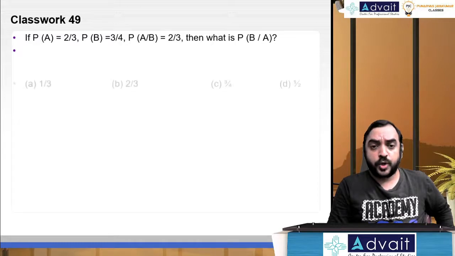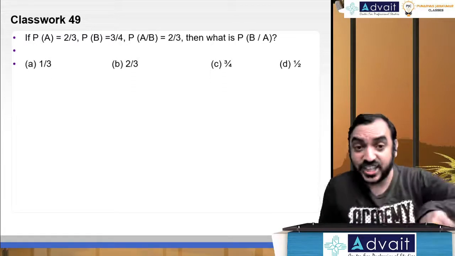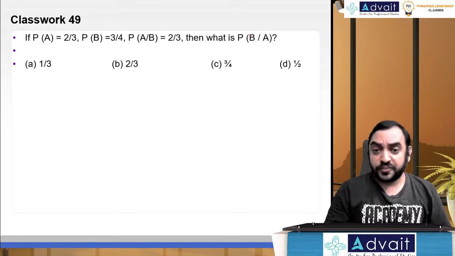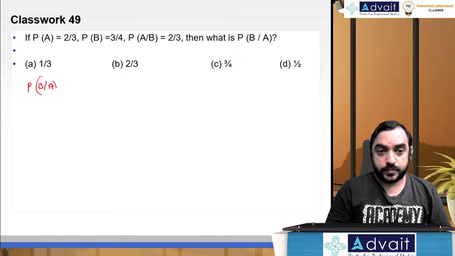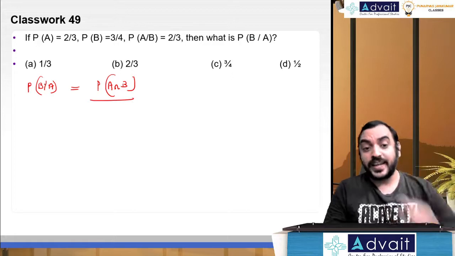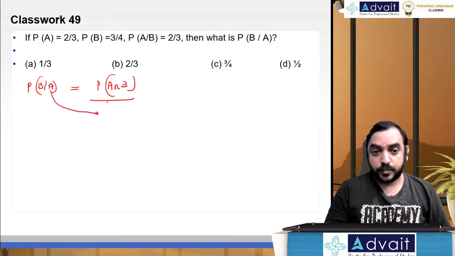Probability of A is given, probability of B is given, probability of A given B is given. What is probability of B given A? Okay, what is the formula? Probability of B given A means probability of A intersection B, the denominator should be whichever event has already taken place. Probability of A should be the denominator.